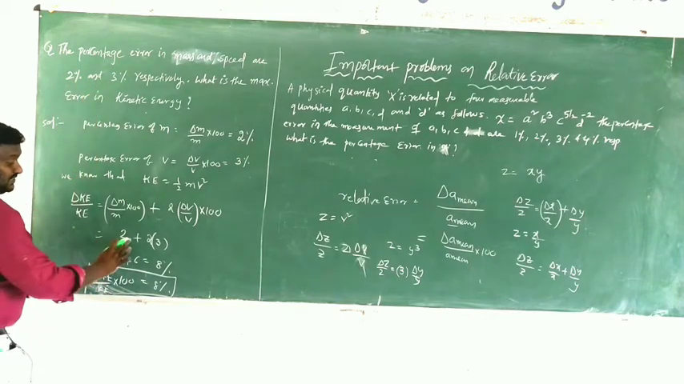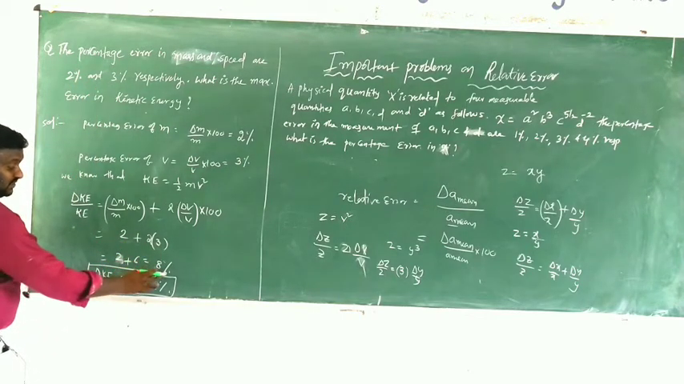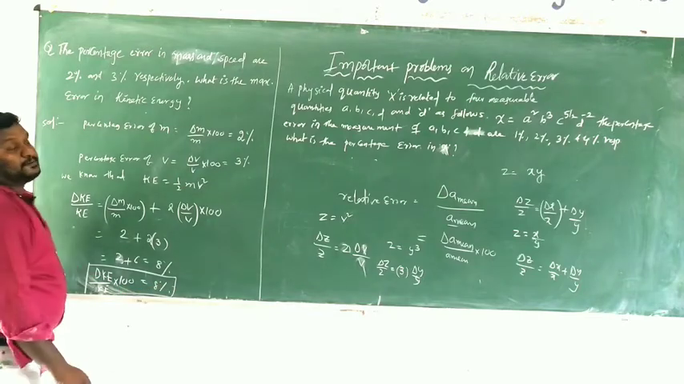2%, this is 3%. 2 plus 2 into 3, 6. 2 plus 6 means what? 8. Okay, 8% we will get.